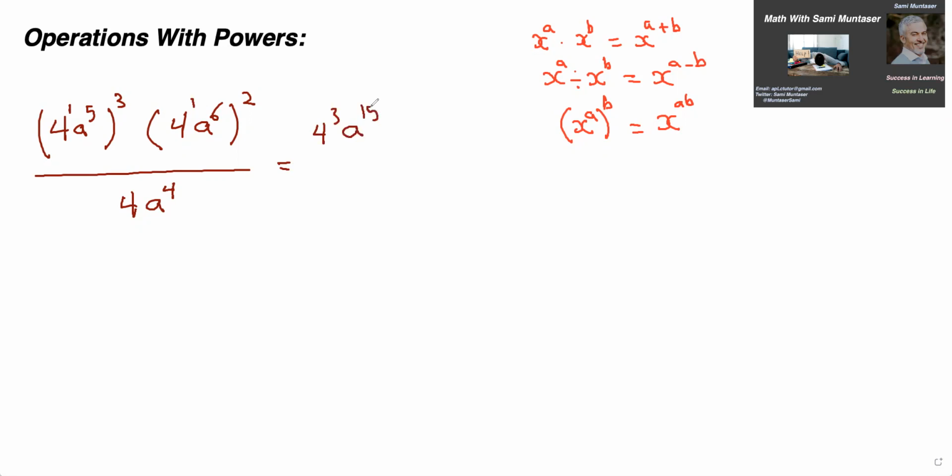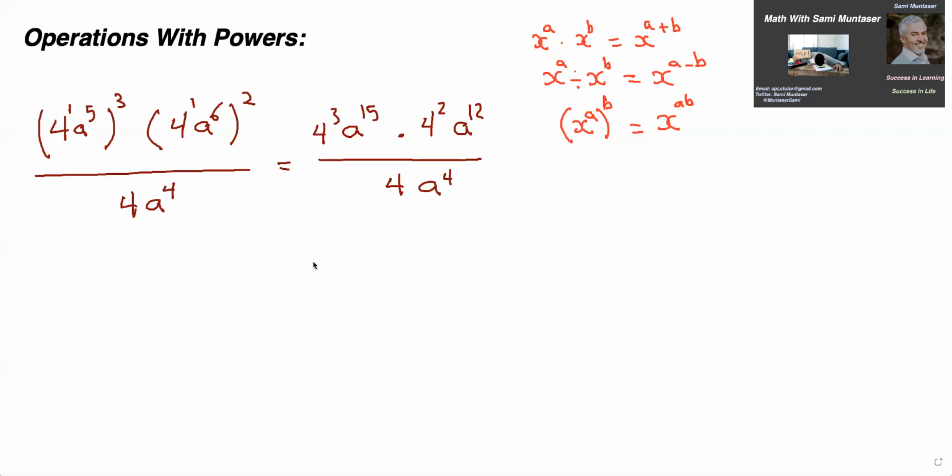Do you remember? Multiply the exponents. And then times 4 squared a to the 12, multiplying the exponents. 2 times 6 is 12, 2 times 1 is 2. And we have 4 a to the 4.